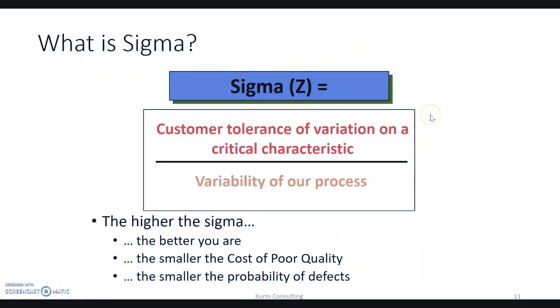So Six Sigma is obviously a very, very good process in terms of how it's meeting its customers' needs. And of course, the higher the sigma, the better. The lower the sigma, obviously, the worse it is, and the higher the probability of defects if you get a lower sigma score.